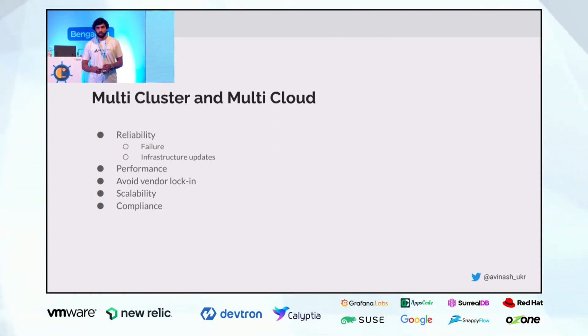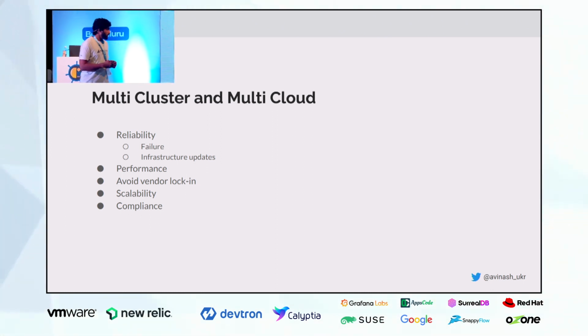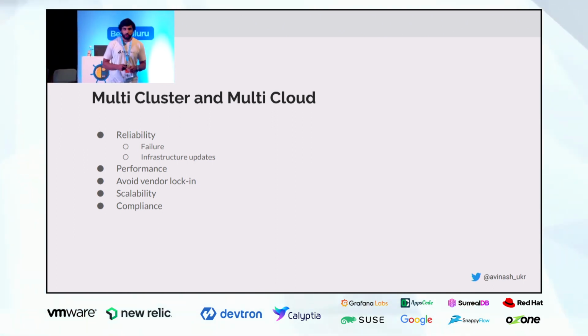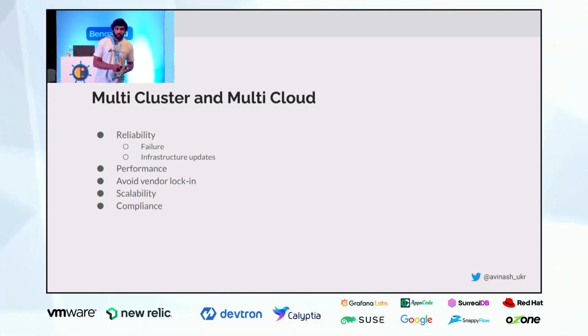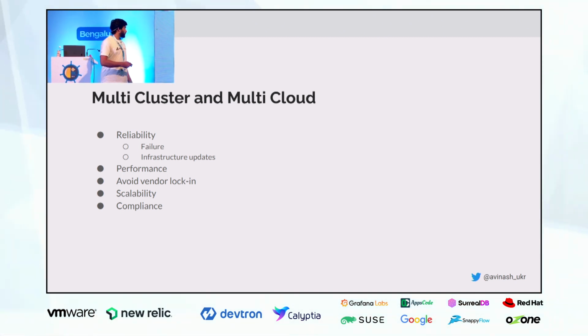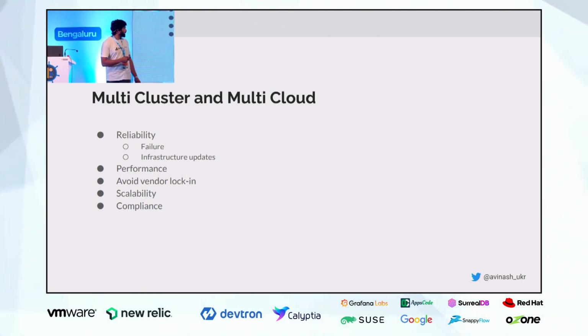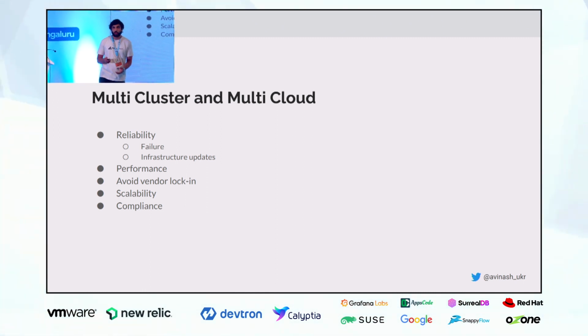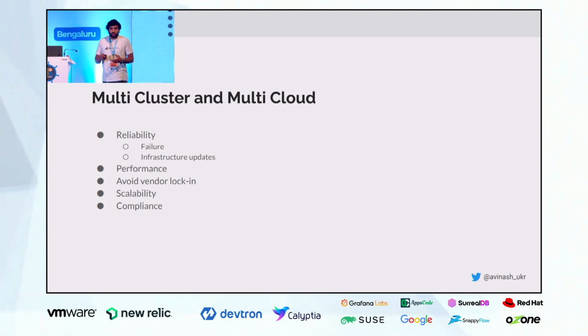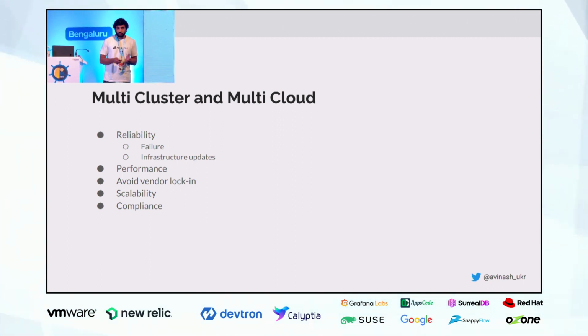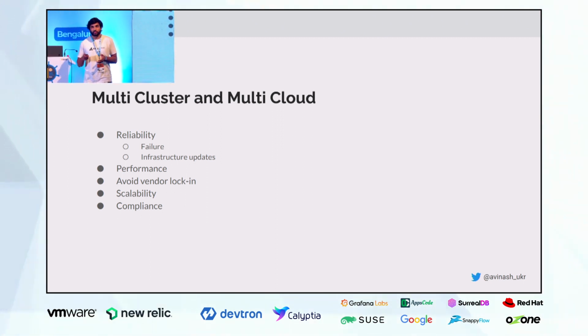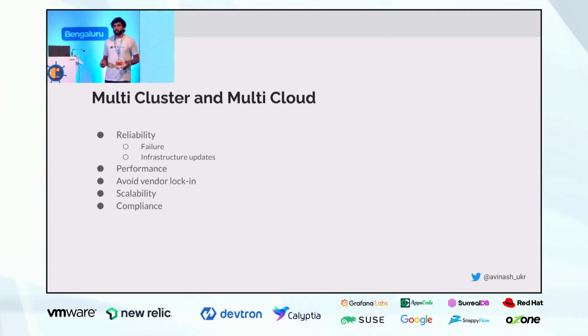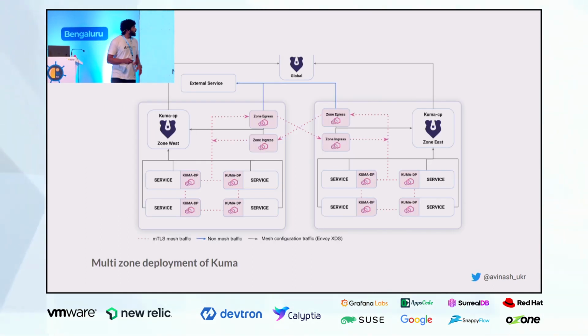Or the primary reason that you would want to do it is to avoid vendor lock-in, right? You don't want to depend on a particular cloud. So that's one of the primary reasons that you would do multi-cloud or multi-cluster for that matter. And you can scale better, and you can improve your performance by routing your traffic to the cluster that is closest to your user. So it can be in a different cloud or a different cluster. So this is how we achieve multi-cloud or multi-cluster service mesh in Kuma.